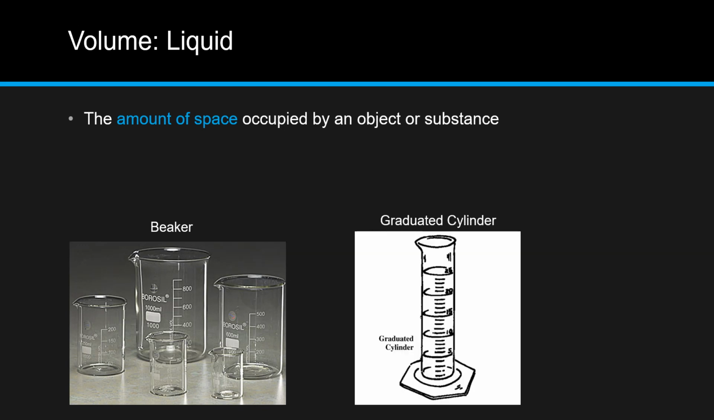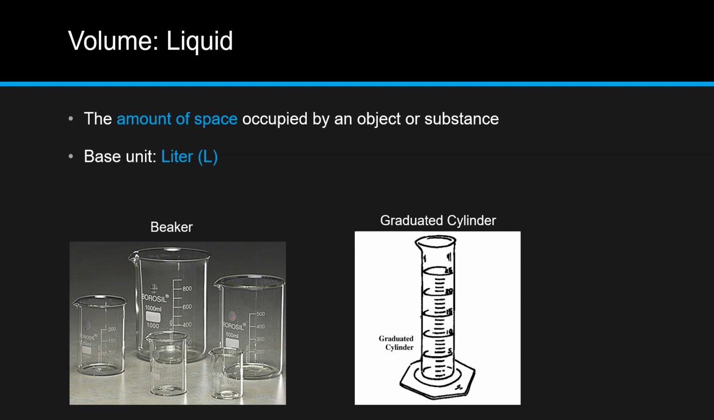For smaller amounts of liquid, or when you need your measurement to be super precise and exact, you would use a graduated cylinder. It's like a much smaller and skinnier beaker, and it has more lines on it, so you can get a more precise measurement of what the volume really is.